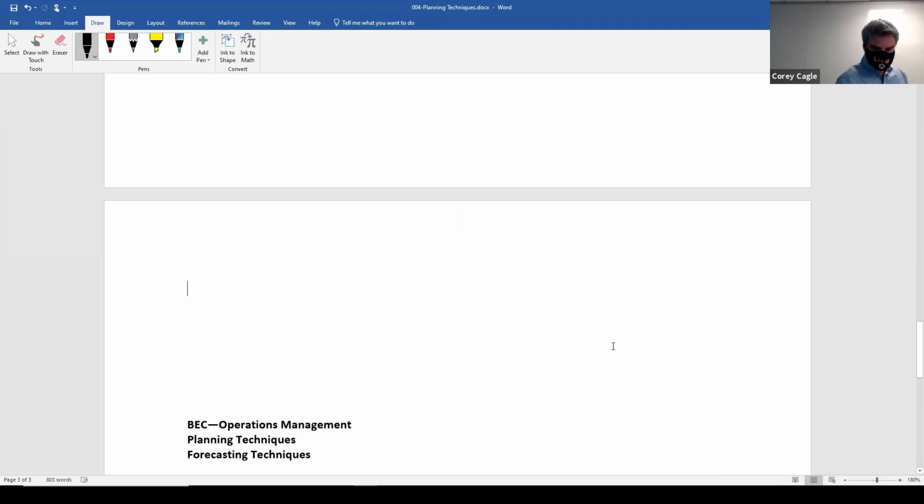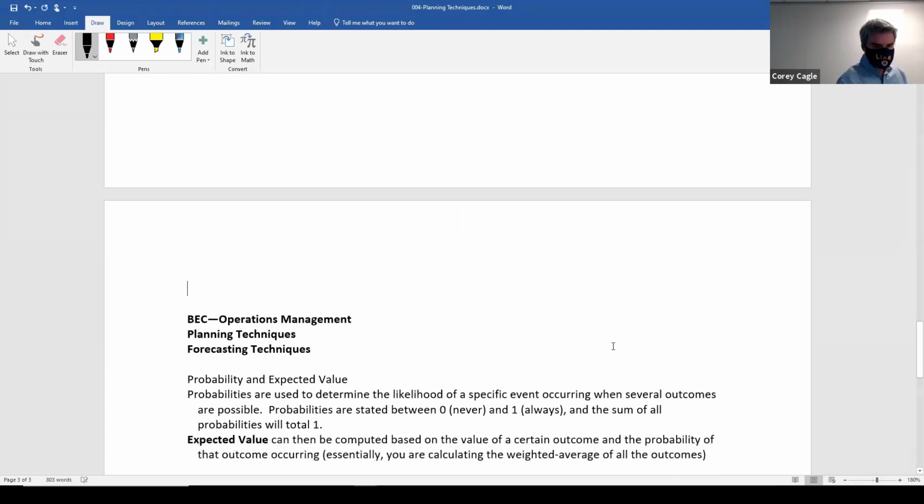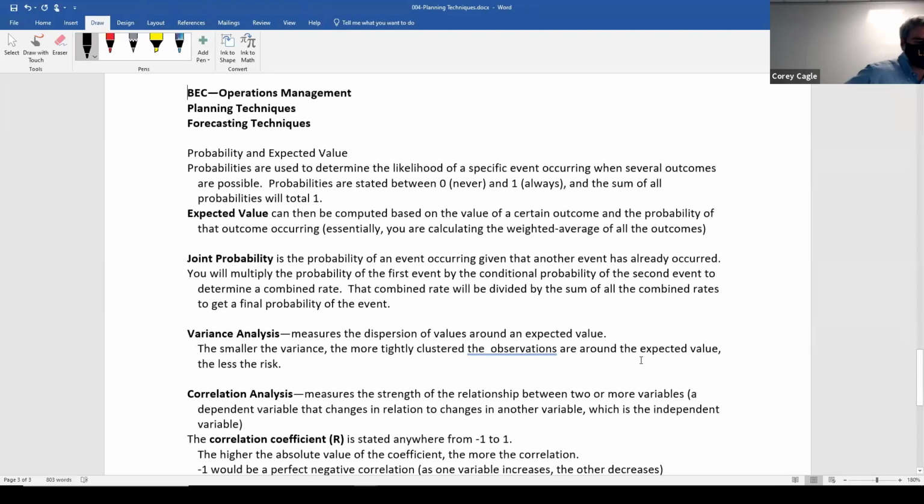Forecasting. Important topics here. Maybe more so for the CMA exam than this, but also for CPA exam. So how do we forecast some things that end up on our budgets is the idea here. And a lot of times we'll use probabilities and expected values and things like that.